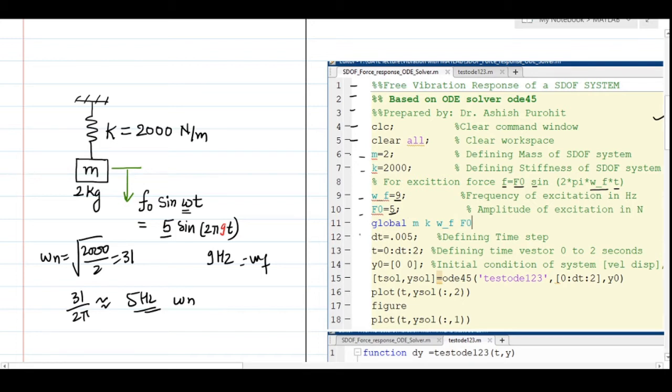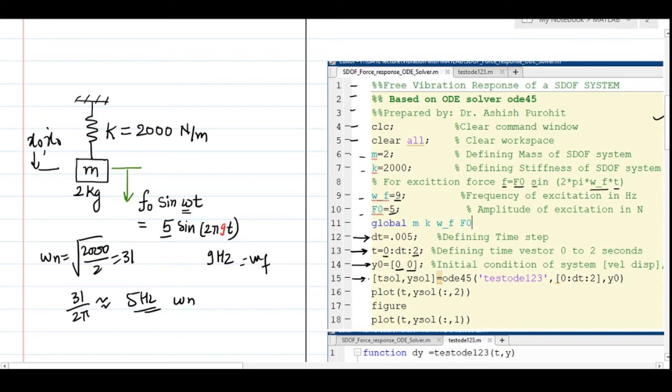Then line 12 shows the time step. In the last class we discussed exclusively how to decide the time step, so here I am not going into the discussion of how to decide it. I am taking it as 0.005. Line 13 is my definition of the time vector. I have my time vector from 0 to 2 seconds with a time step of 0.005. Line 14 is a standard line for the initial conditions, and for the given problem, as I am not giving any initial displacement or initial velocity, here my initial velocity and initial displacement are 0.